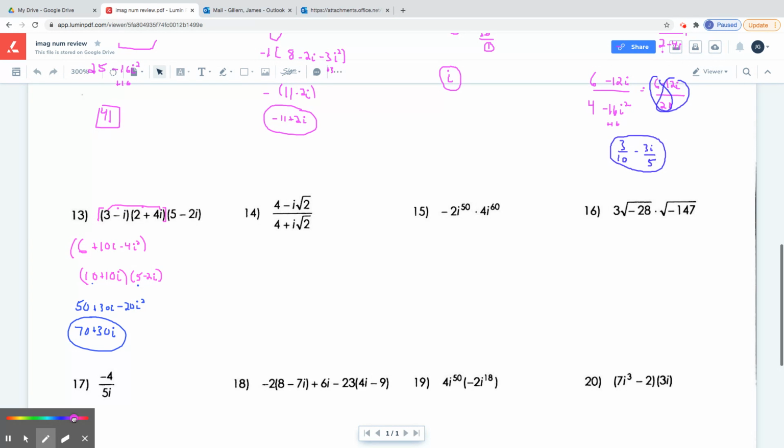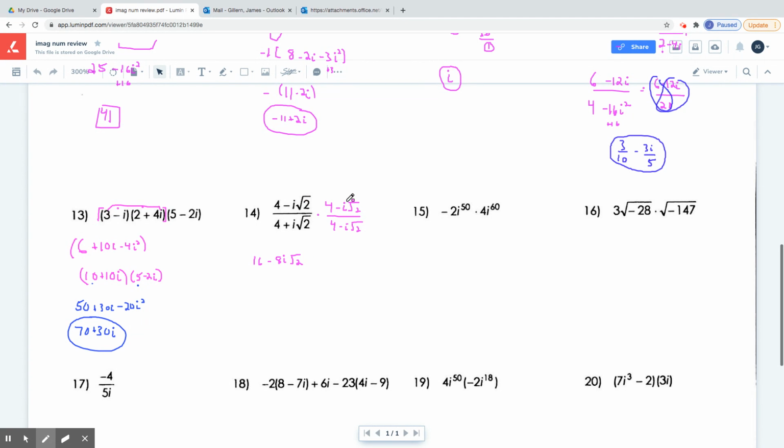All right. 14. We've got to get rid of all this on the bottom, which means we multiply by the conjugate, 4 minus i root 2, on the top and the bottom. Up top, it's not a conjugate. So it's 4 times 4, which is 16. Then 4 times negative i root 2 is negative 4i root 2, which I'm going to double because there are two of them, so I get negative 8i root 2.